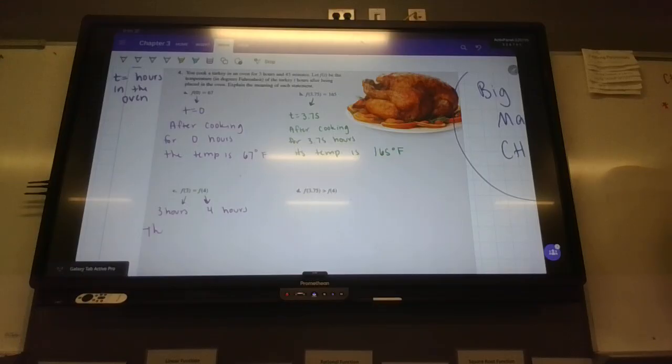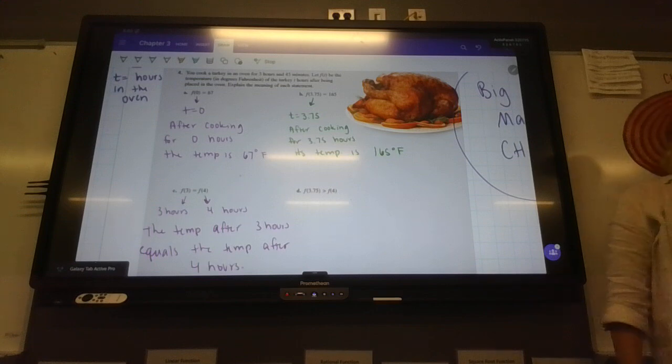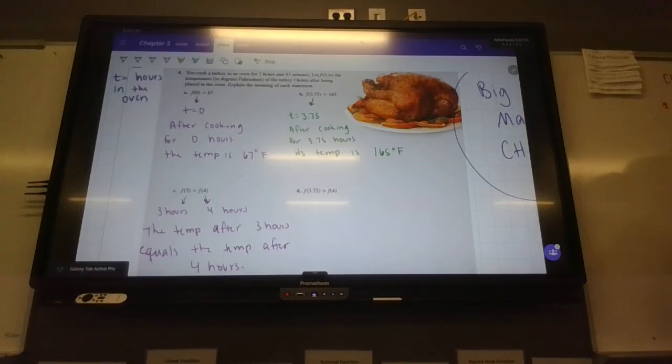The temperature after 3 hours equals the temp after 4 hours. This means the temperatures were the same after 3 or 4 hours. So maybe the oven was at 165 and the turkey hit 165 and they let it roast in there at 165 for the last hour, keeping it warm. You know, the temperatures are the same there.